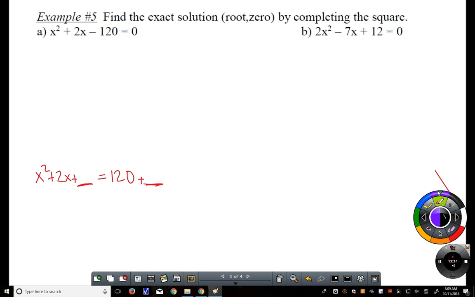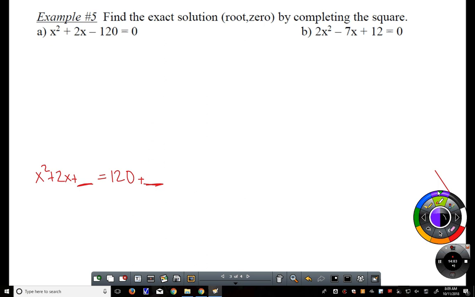Like in order for this to be a perfect square, we want this to be x squared plus 2x plus, how do we figure it out if we don't know? Anybody new? How do we figure it out? What was the little formula we just came up with to complete the square? Kyla.